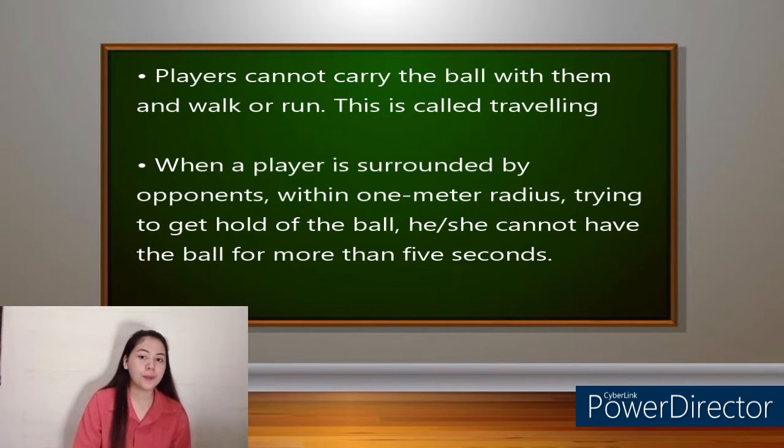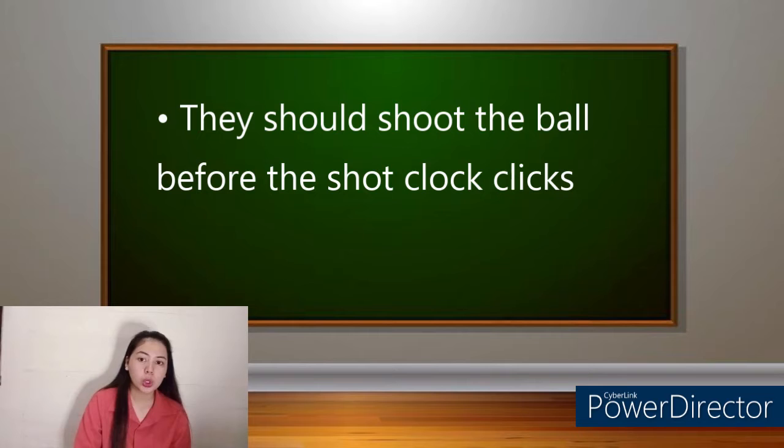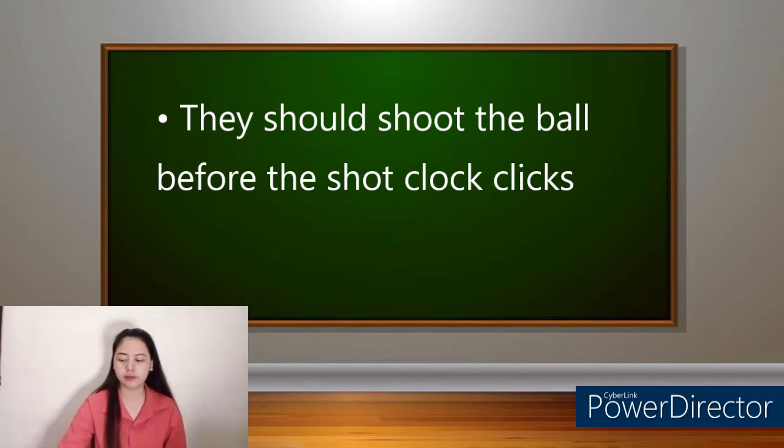A player of the team possessing the ball shouldn't stay in the restricted area of the opponent's team for more than 3 seconds. They should shoot the ball before the shot clock ticks. Like I said earlier, the clock is only at 24 seconds.